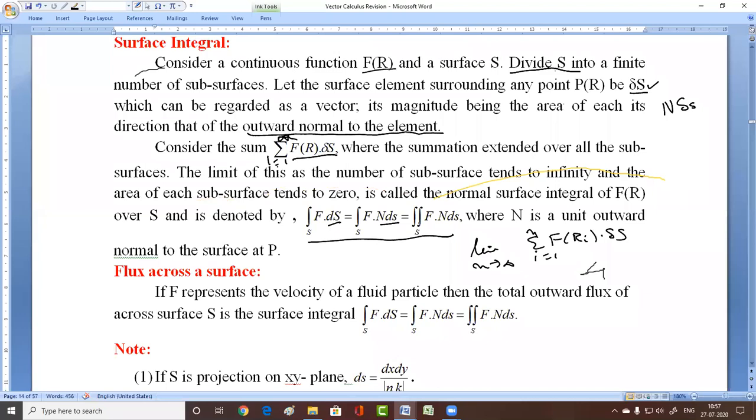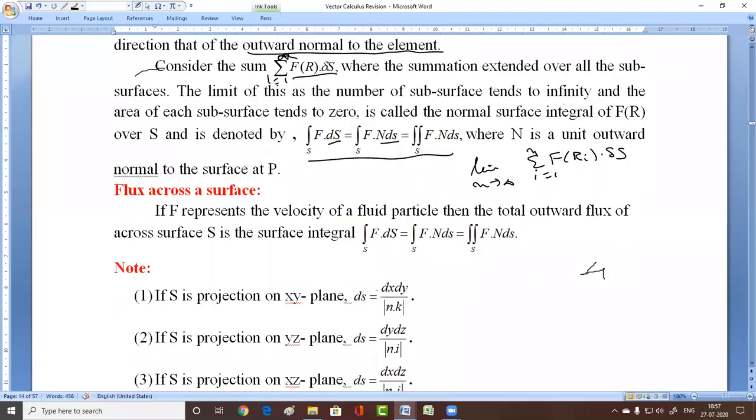So this is two-dimensional geometry. This can be written as double integral of f dot n dS, where n is the unit outward normal to the surface. This looks like our double integrals in multiple integrals. Now another very, very important application.